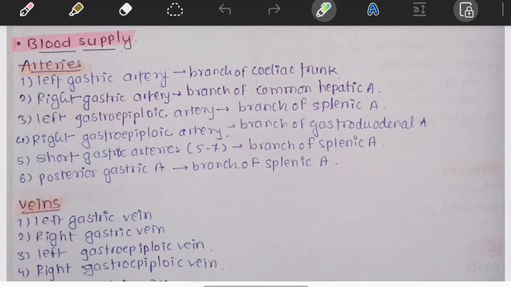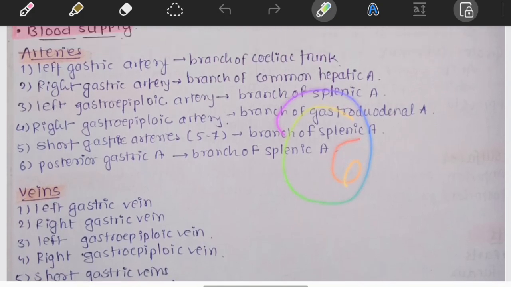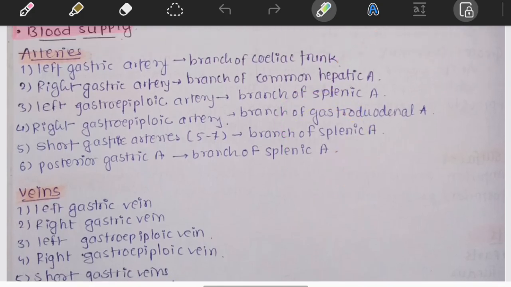So the arteries supplied to the stomach are mainly branches of the celiac arterial system. There are 6 important arteries: the left gastric artery, a branch of the celiac trunk; the right gastric artery, a branch of the hepatic artery; the left gastroepiploic artery, a branch of the splenic artery; the right gastroepiploic artery, a branch of the gastroduodenal artery; and the short gastric arteries, branches of the splenic artery, and the posterior gastric artery. These also branch off the splenic artery.